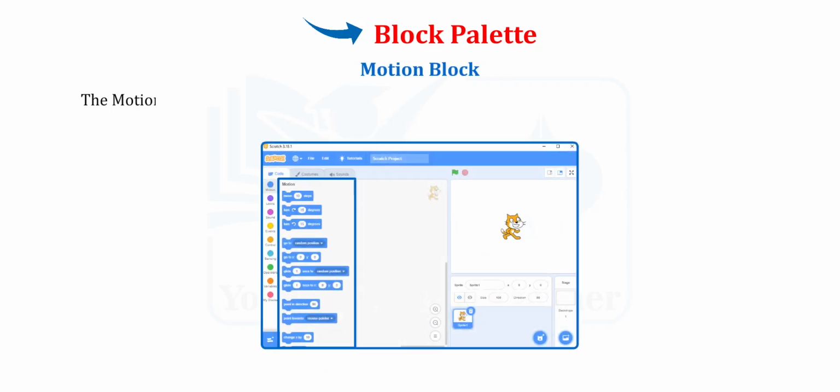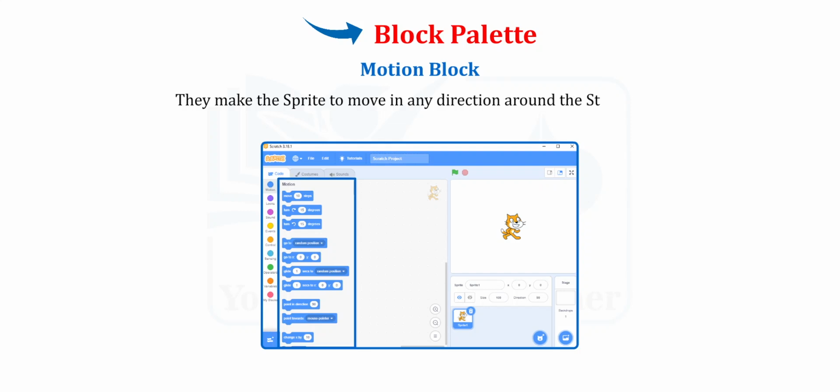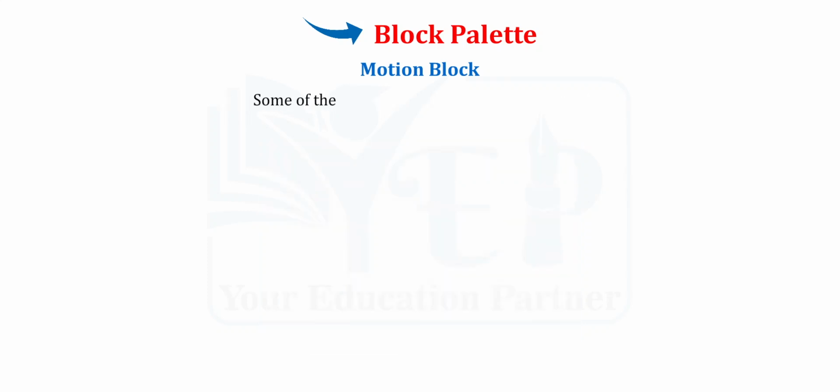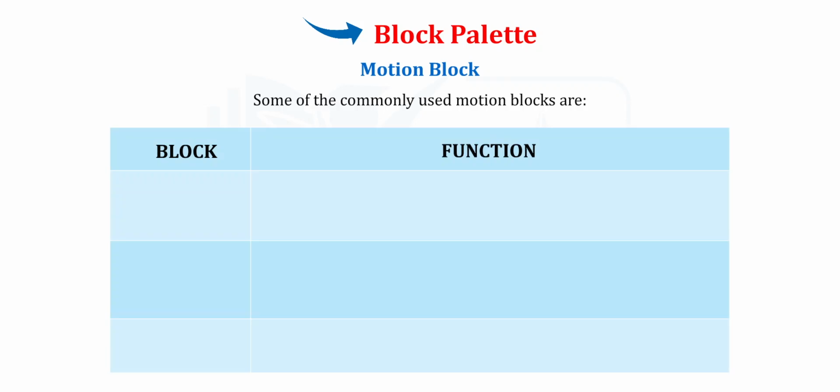Motion blocks. The motion blocks are blue color-coded blocks, which are used to control the movement of a sprite. They make the sprite move in any direction around the stage area. There are a total of 15 motion blocks available in Scratch 3.0. Some of the commonly used motion blocks and their functions are as follows.